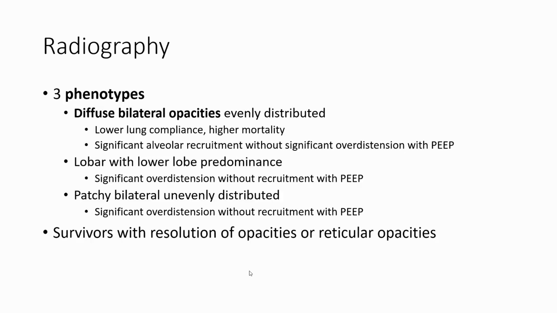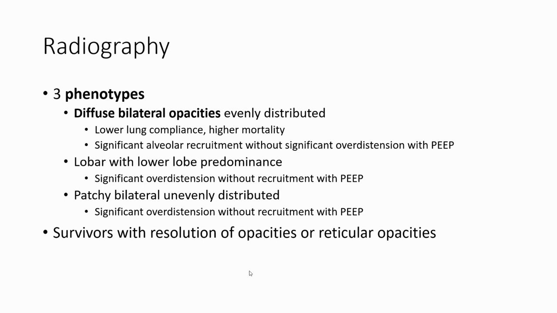In radiography, there are three phenotypes. The first one is diffuse bilateral opacity, evenly distributed. Lower lung compliance, higher mortality. Significant alveolar recruitment without significant overdistension with PEEP.